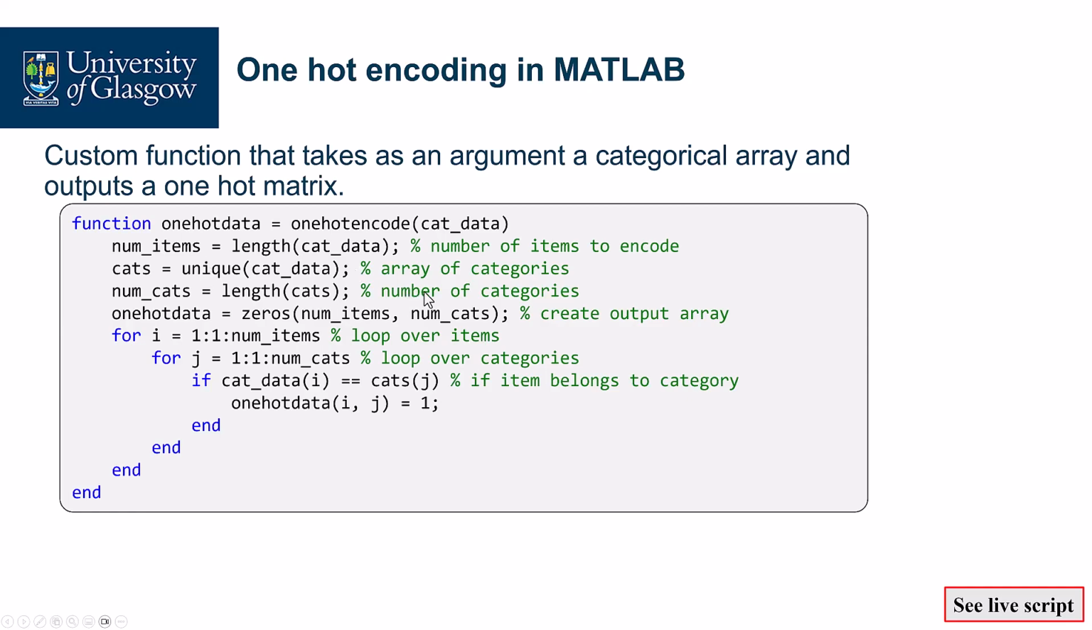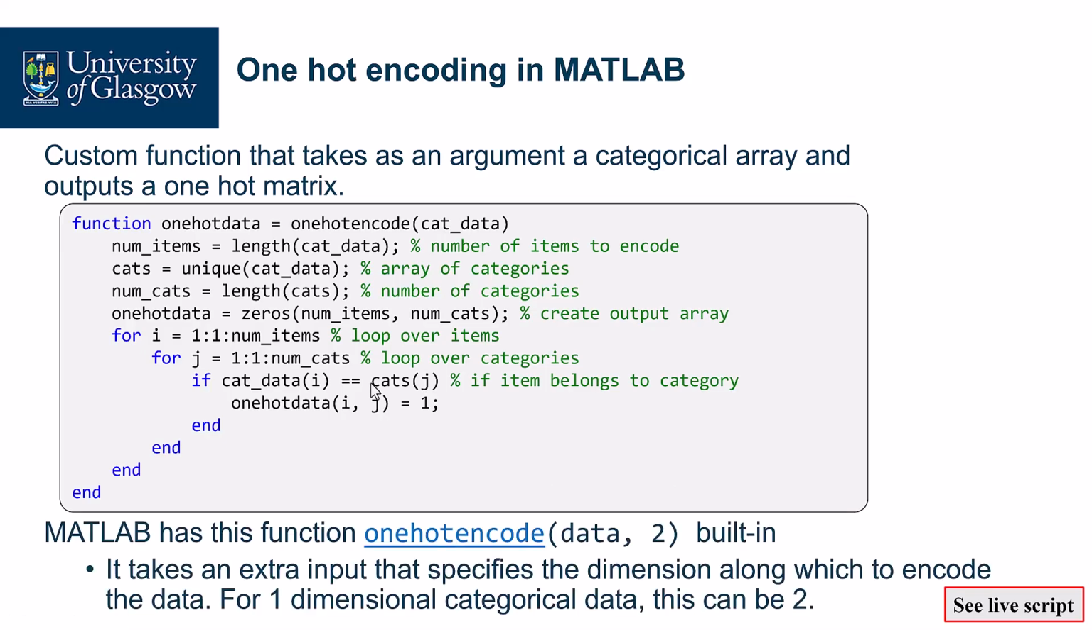So now after we know the number of categories, we create a 0 matrix of the number of items by number of categories. It's an all 0 matrix. Then when we find an item belongs to its category, we place a 1 there, all the others remain 0. So this is a custom function, and you can study it and see how it works and try it.